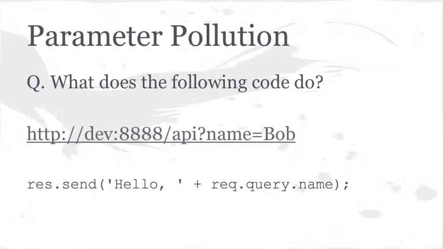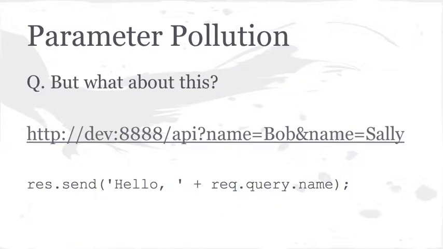The next thing I'm going to talk about is something called parameter pollution. Parameter pollution works in the way that's demonstrated by the following examples. First I'll ask, what does the following code do? You have a server up, it's got an API endpoint, and you can pass in the parameter name=Bob. Then the response in Node.js says res.send, hello, and then it adds in the query name. The answer is it sends back to the user hello Bob.